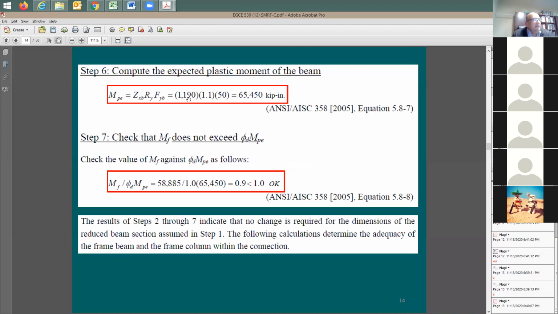Z_bx, this is going to be for the beam itself, the 1190, 1.1 is going to be the R sub Y times 50. This is going to be the capacity of the beam. And of course, phi factor is going to be equal to 1. So capacity is going to be 65, and the demand is going to be 58. So it's going to be less than 1, which means your choice here for the beam size was good.